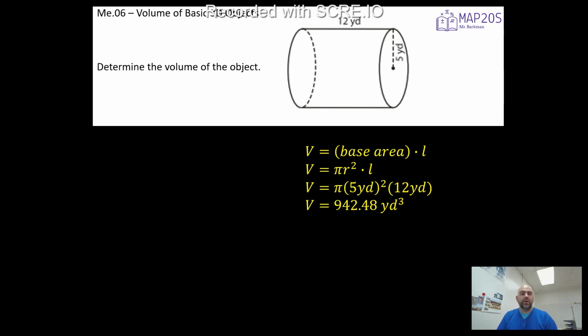Be very careful when you're doing this question. You are only squaring the radius. You're not squaring pi times radius. You're only squaring the radius. So if you struggle with the squaring idea, do 5 times 5. Pi times 5 times 5 times 12 when you come up with your final answer.